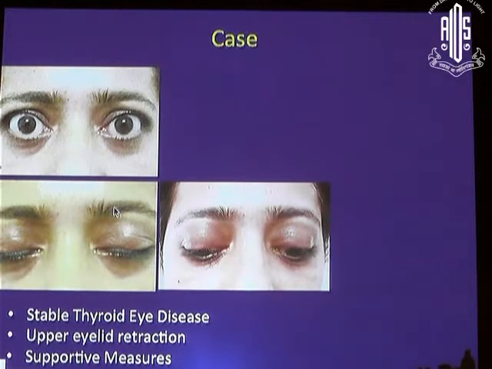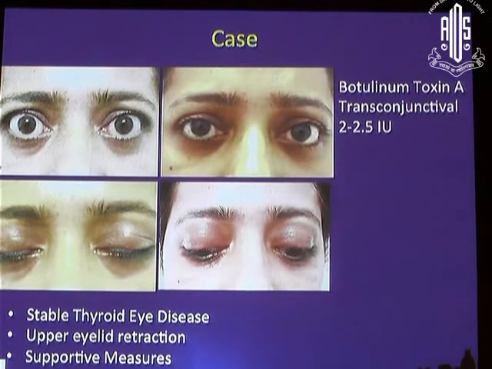But then over the year and a half that we followed her, she had a moderate eye disease, and she started feeling discomfort about the eyelid retraction. So we decided, along with the supportive measures we were giving her, to do a botulinum toxin injection for the lid retraction. I usually give about 2 to 2.5 units transconjunctivally, either in the paracentral mid area or laterally.